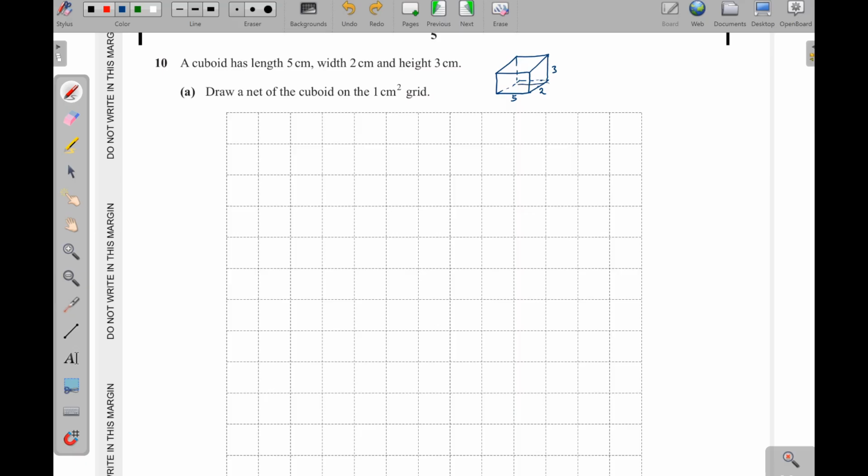There is this one, 5 by 2. Okay, so I will come here and I put 5 by 2. Let me leave one up there. 5.